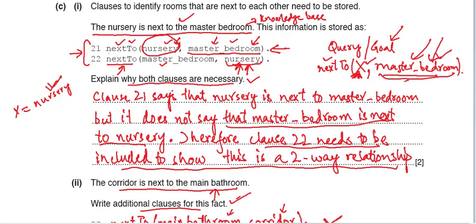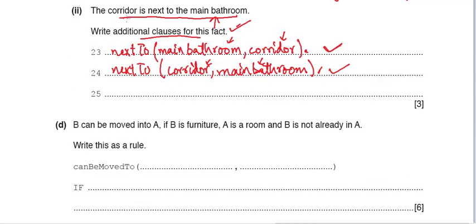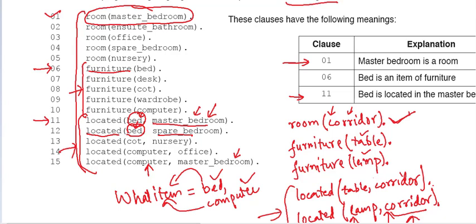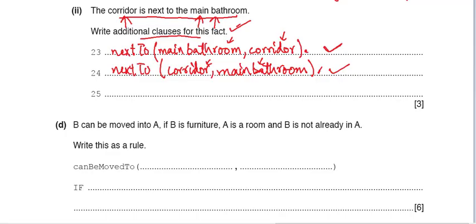You should remember that the next_to clause is used to identify the rooms that are next to each other. So main bathroom is a room that is next to the corridor room. And from our knowledge base, we can see that the predicate room is used to show that office is a room, or spare bedroom is a room, or nursery is a room. So we are going to use the predicate room for this purpose. So we have to include this clause that main bathroom is a room.